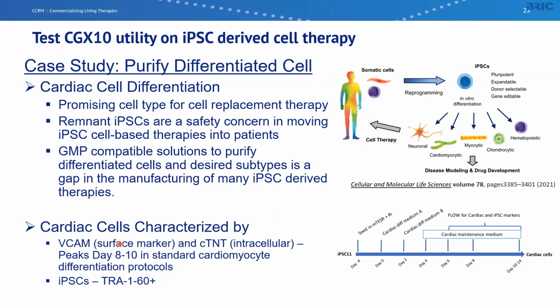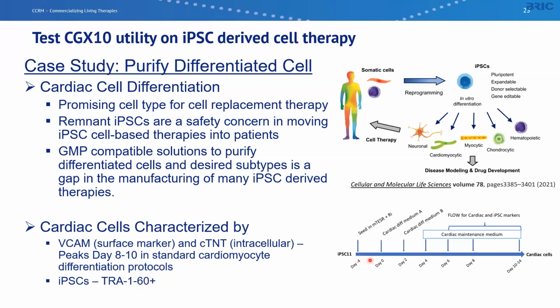The cardiac cells that we decided to work with are characterized by VCAM as a surface marker and CTNT, which is an intracellular marker. Of course, we cannot use an intracellular marker to sort for live cells, so we used VCAM as the sorting marker, along with a marker to evaluate and eliminate the remaining non-differentiated iPSC, TRA160. The overall process is a 2 weeks process.